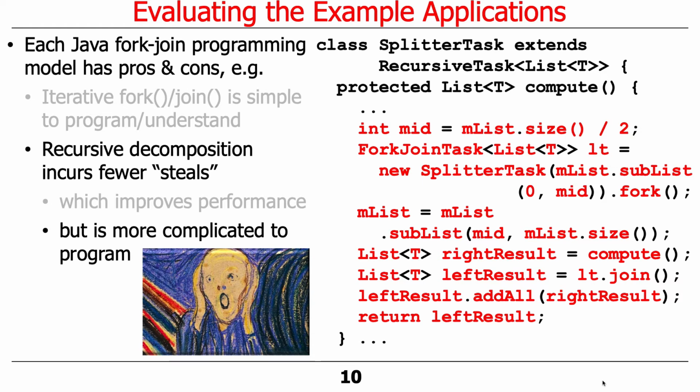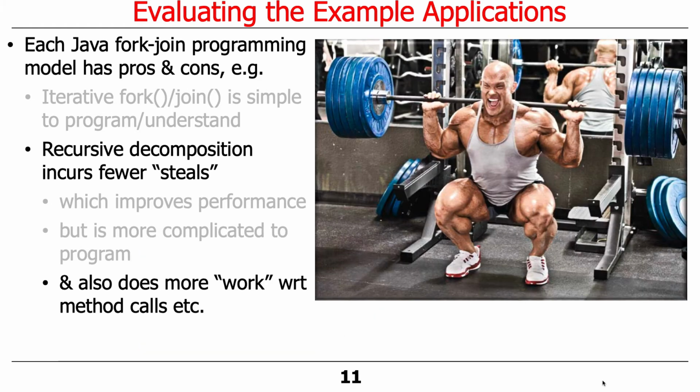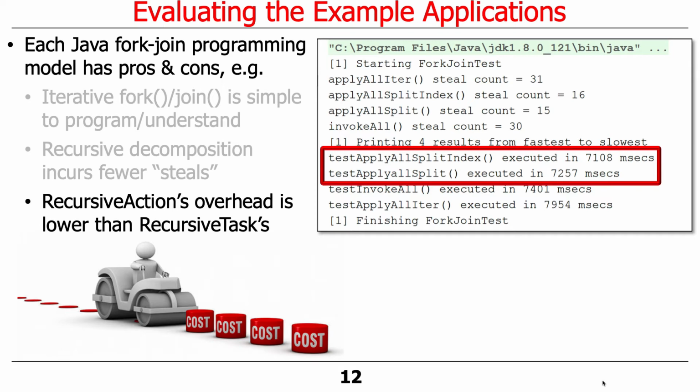And once you understand the fork join pool, they always look sort of like this. That's a very canonical way of doing things to split things up. And it also does some extra work with respect to those method calls and data copying and so on and so forth. Another thing to note, and this might be within the margin of noise, recursive action's overhead appears to be a little bit lower than recursive task. And that, again, is probably not so much because recursive action is a faster implementation of recursive task. It's really because of the copying that's going on with recursive tasks with those sublists.